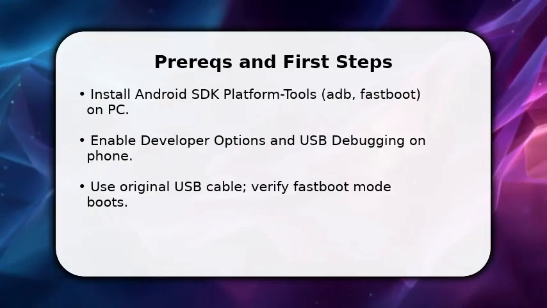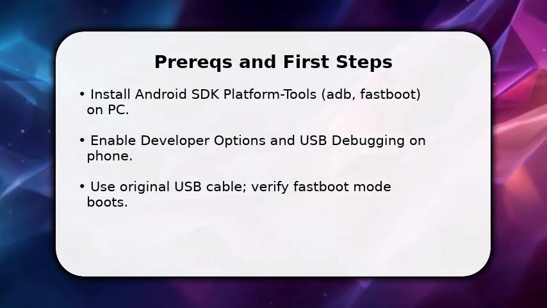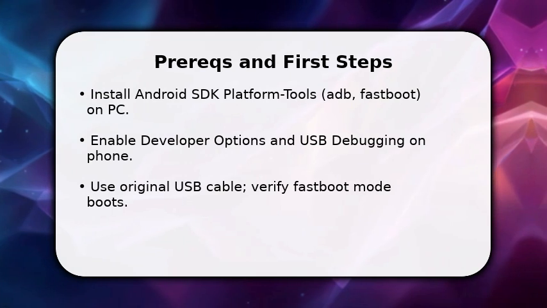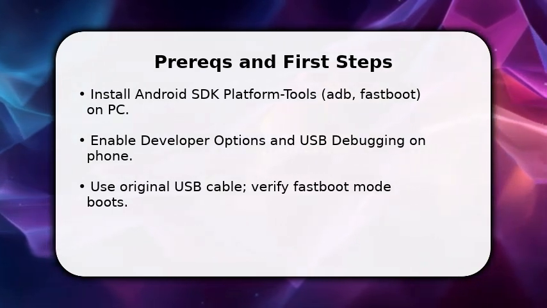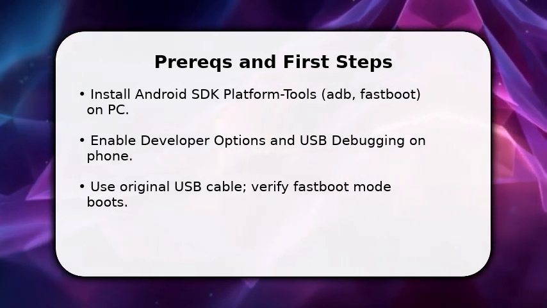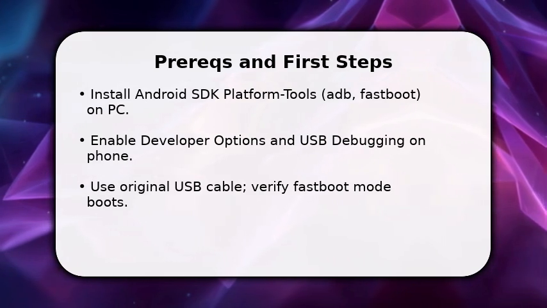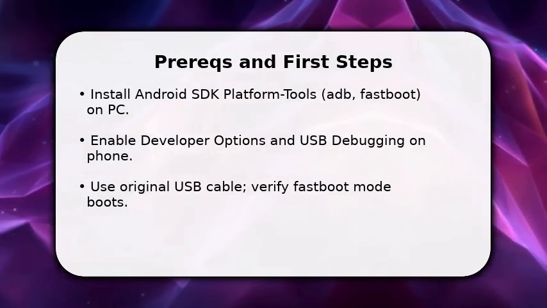You begin by confirming the essentials: ADB and Fastboot installed, USB debugging enabled, and the device can boot into Fastboot. Connect the phone with a quality cable, then hold the device buttons to enter Fastboot mode. Once in Fastboot, run fastboot devices to confirm the PC sees the device. If it lists an ID, you can proceed to reset.